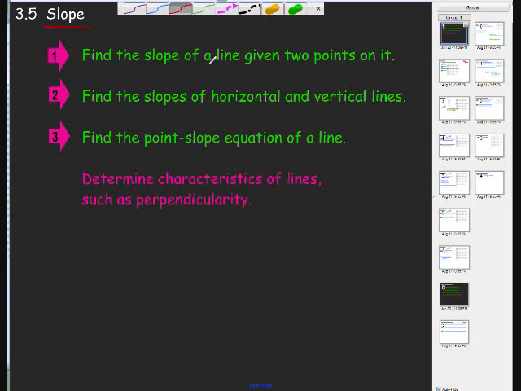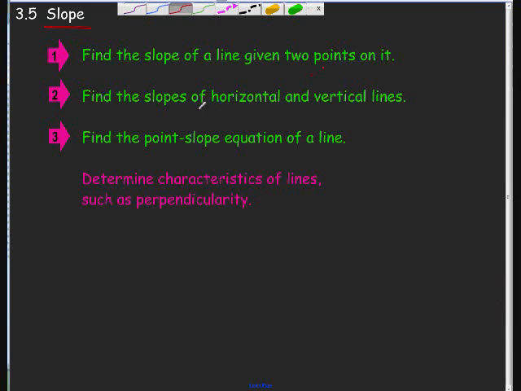We're going to be finding the slope of a line when we have 2 points. You know how to do that already. The slopes of horizontal and vertical lines, we know that when we're talking about a horizontal line, we're talking about y equals some number. And when we're talking about a vertical line, we know we're talking about x equals some number.